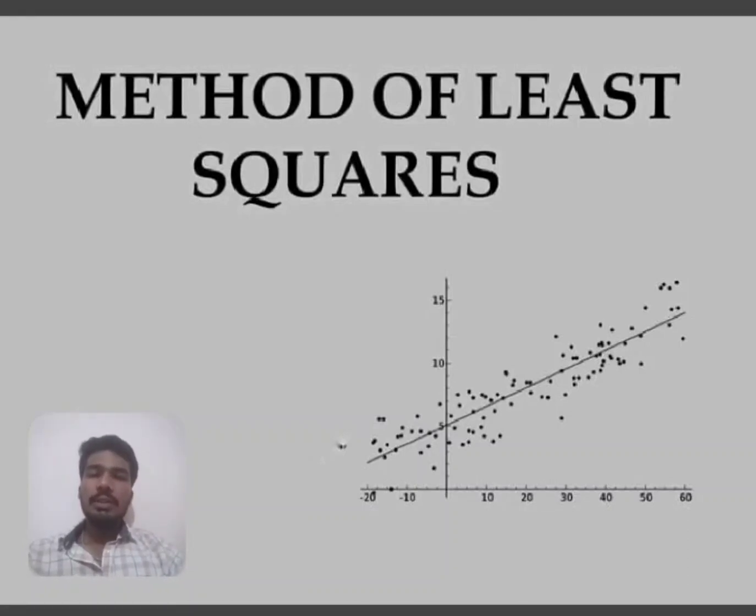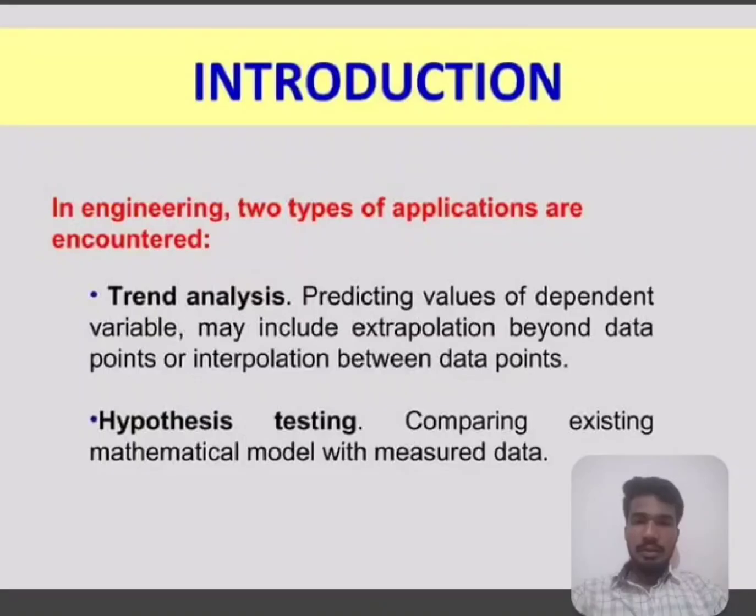In this video we will see the method of least squares. Introduction. In engineering, two types of application are encountered. The first one is trend analysis. Predicting values of dependent variable may include extrapolation beyond data points or interpolation between data points. The second one is hypothesis testing, comparing existing mathematical model with measured data.